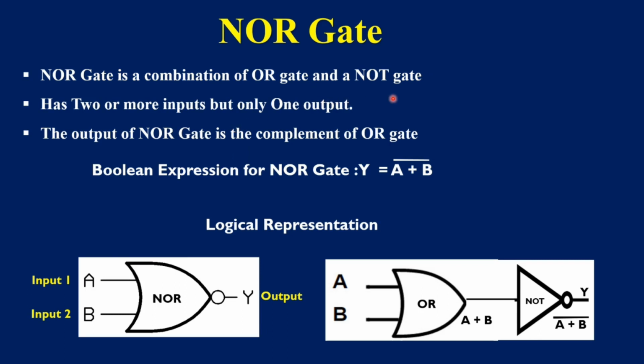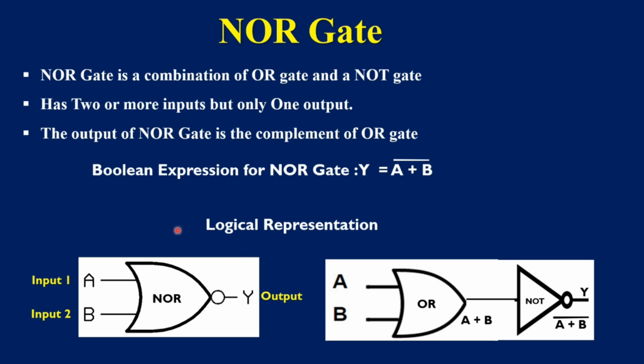NOR gate is the combinational logic gate having two or more inputs and only one output. NOR gate is formed by combining OR gate and NOT gate. The output of the NOR gate is the complement of the OR gate. If A and B are the two inputs of the NOR gate, then the output of the NOR gate is given by the Boolean expression Y is equal to (A plus B) complement.